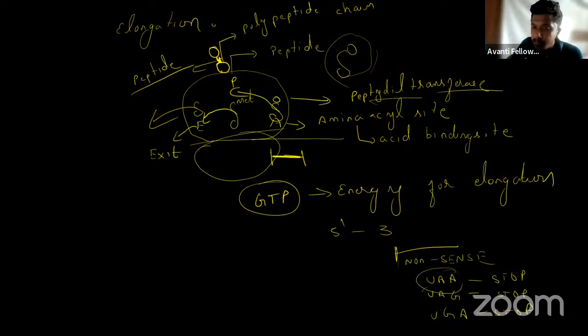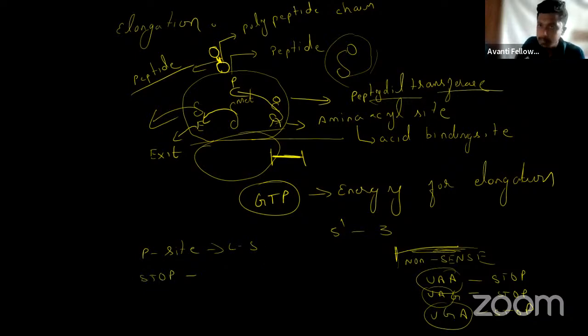Once it comes here, and if it recognizes any of these codons in the mRNA sequence, now what will happen is at the P site of your large subunit, the stop codon is recognized. Once the stop codon is recognized, a water molecule, H2O, is added to the peptide chain, at the carboxyl end.